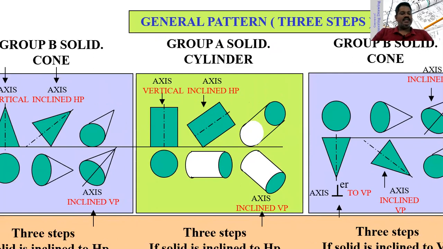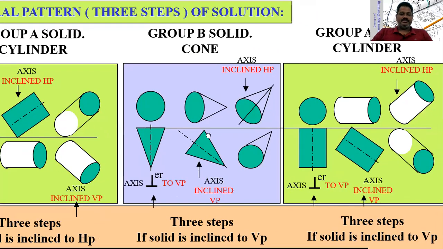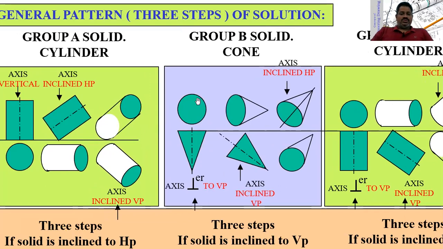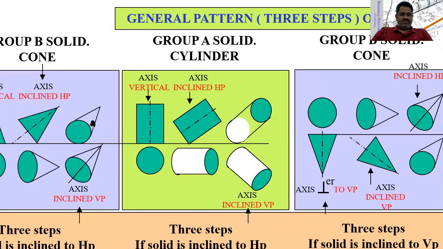on HP and it is making some angle with HP, such that one of the points is touching or lying on HP and making some angle with HP, and the axis in these two cases is also making some angle with VP. So this is the case. Now you can see here. Now the same cases we will consider.